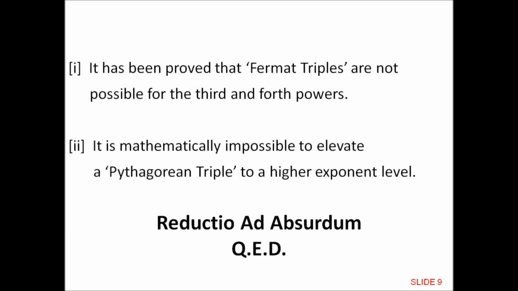1. It has been proved that Fermat triples are not possible for the 3rd and 4th powers. 2. It is mathematically impossible to elevate a Pythagorean triple to a higher exponent level. Reductio ad absurdum, QED.